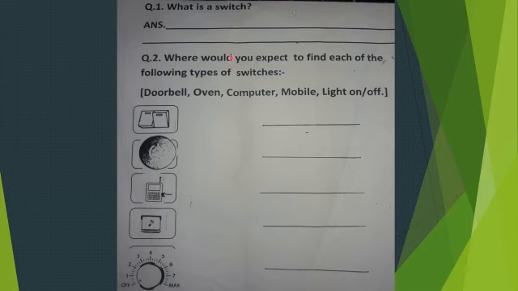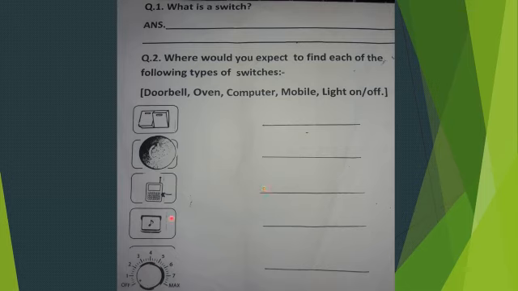Second question, where would you expect to find each of the following types of switches? Doorbell, oven, computer, mobile, light on or off. This one where? Yes, light on or off, so you have to write light on or off here. This one is in a computer, so you have to write computer here. This one is mobile, so you have to write mobile here.